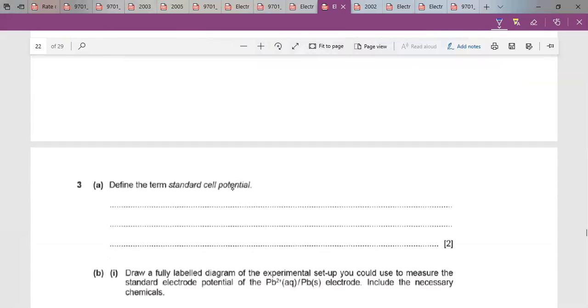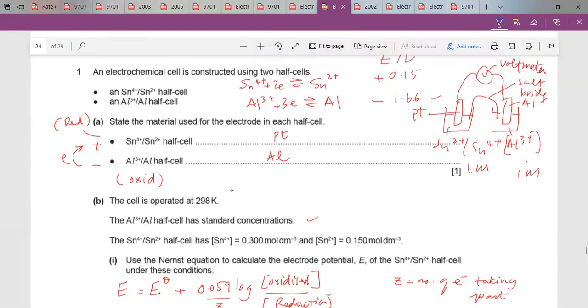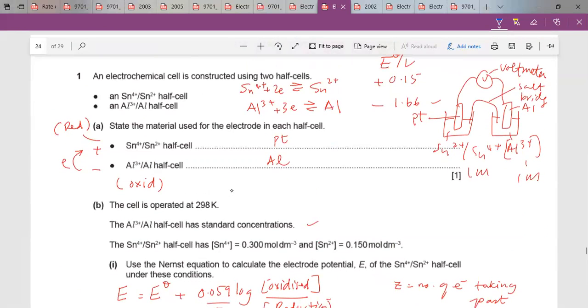Okay, now let's see another one here. Now this is another good one. Remember, now they combine the whole thing, the whole cell with concentration effect, and also with the Nernst equation. So you see the whole question revolves around the whole syllabus. So here is an electrochemical cell. Remember, a cell means it contains 2 half cells. It contains 2 half cells. So Sn4 plus, Sn2 plus, they tell you it's not Sn solid. So it's this half cell here.